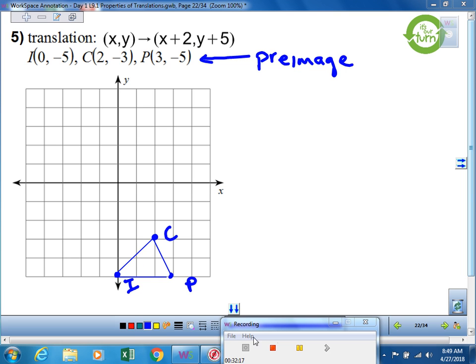Oh, and we forgot to write our rule on the other one. Right. So this is which direction? Right and up. So you just go 2 right, 5 up. And then that would be I prime. 2 right, 5 up. C prime, 2 right, 5 up. C prime, and then connect your points.